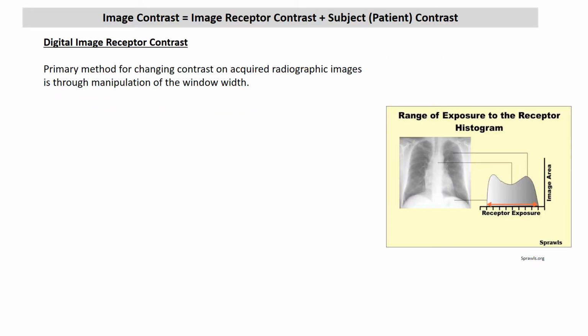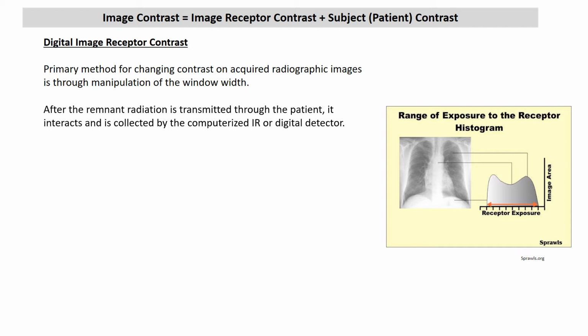So when we talk about image contrast, remember, we're talking about really two things. We're talking about the image receptor itself and the patient. So we say that image contrast is equal to image receptor contrast and subject or patient contrast. As far as digital image receptor contrast is concerned, the primary method for changing contrast on acquired radiographic images is through manipulation of the window width that we were just talking about.